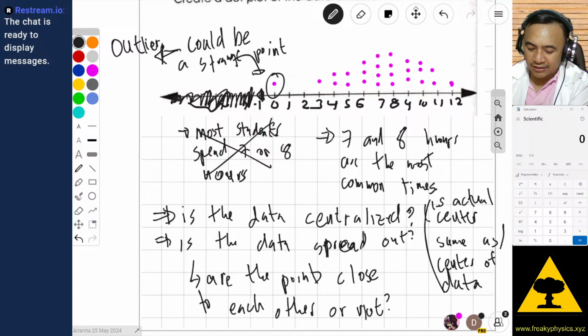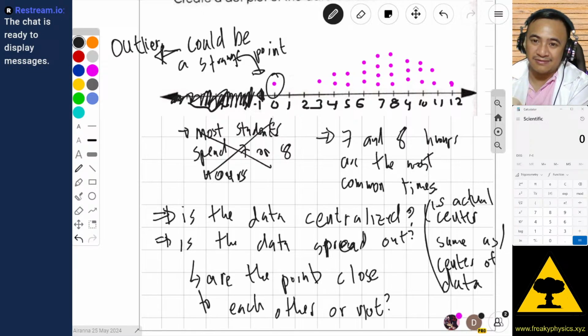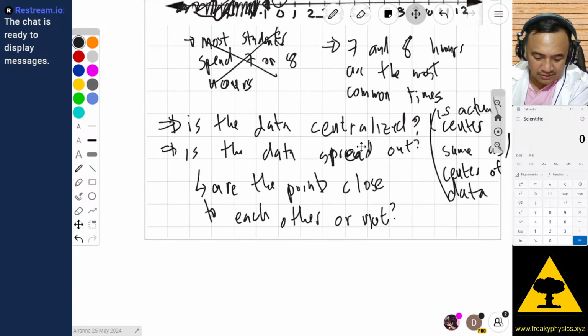But in real life, does an outlier necessarily mean it's a bad thing or a good thing? It depends on context, okay? So for that 0 there, all we can say about that 0, mathematically speaking, is that it's an outlier. We cannot say whether that 0 is a good thing or a bad thing, okay?